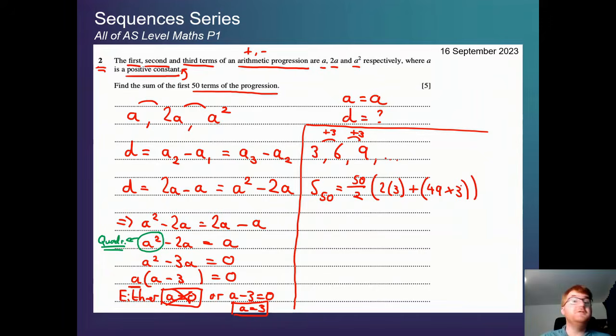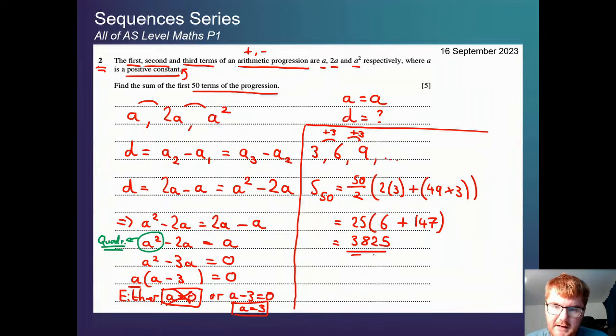At this point, you can either do this without a calculator, you can break this down, or pop it straight in. I tend to do a mixture of both here. So 50 divided by 2 is 25, 3 times 2 is 6. 49 times 3, again, no need to do this mentally. Again, in exam pressure, you don't want to be relying on that. And now if we pop the rest of this into the calculator, we get our final answer of 3,825 to get us all 5 marks on this particular question.